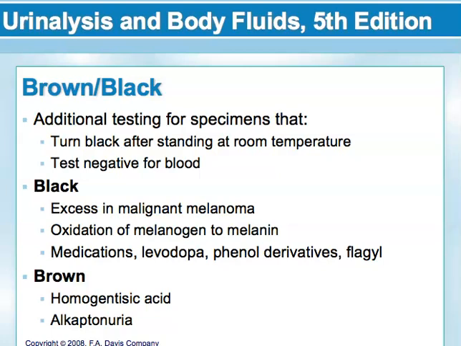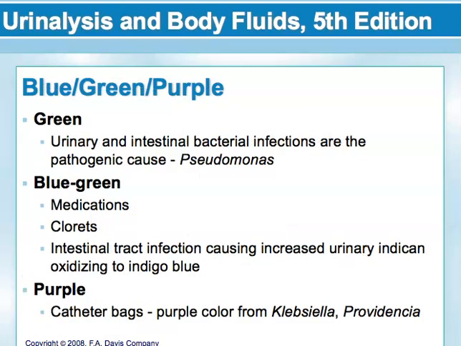Certain medications can also cause brown or black urines. Blue, green, and purple. Pathogenic causes are limited to bacterial infections, specifically infections with the organism Pseudomonas species, and intestinal tract infections resulting in increased urinary indican.